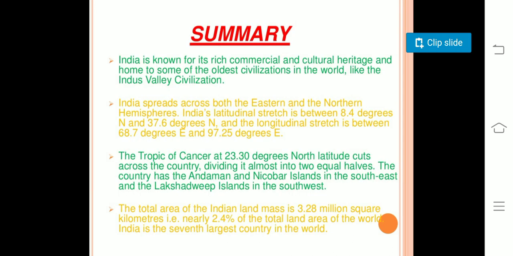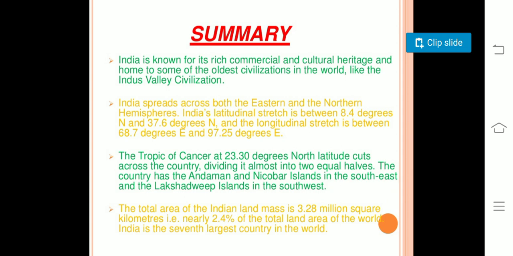So let us summarize this chapter. India is known for its rich commercial and cultural heritage, and it is the home to some of the oldest civilizations in the world, like the Indus Valley civilization. India spreads across both the eastern and the northern hemisphere. India's latitudinal stretch is between 8 degree 4 minutes north and 37 degree 6 minutes north, and the longitudinal stretch is between 68 degree 7 minutes east and 97 degree 25 minutes east.